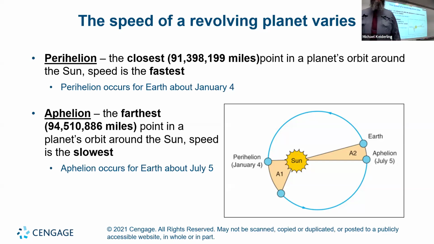Aphelion is the farthest point. That's 94,510,886 miles. That's the point in the planet's orbit furthest from the sun, where the speed is the slowest. Aphelion occurs around July 5th.